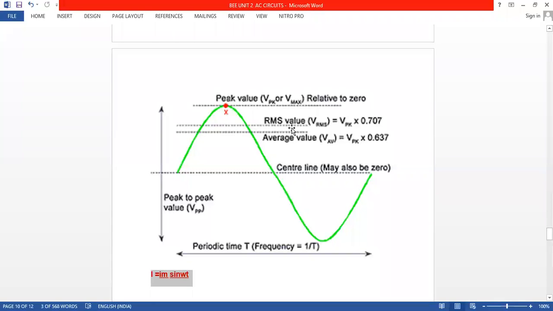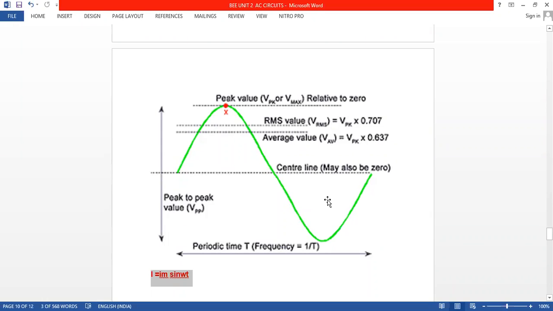Tomorrow's class, never miss it. In tomorrow's class we are taking the RMS current derivation, its importance, and problems on RMS current and average current. So in the second chapter, AC current, we first have problems on RMS current and average current.